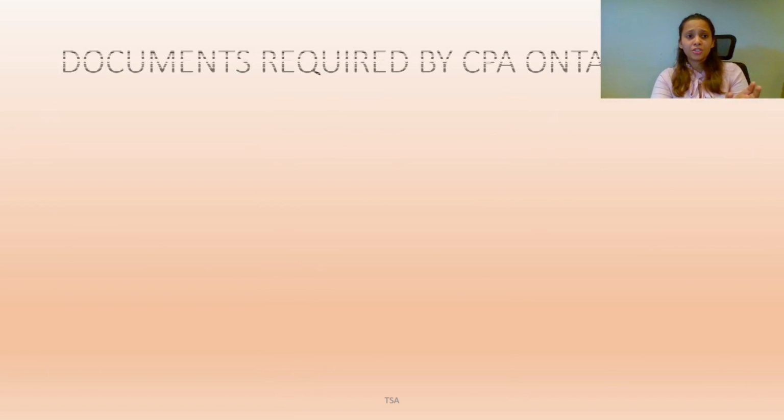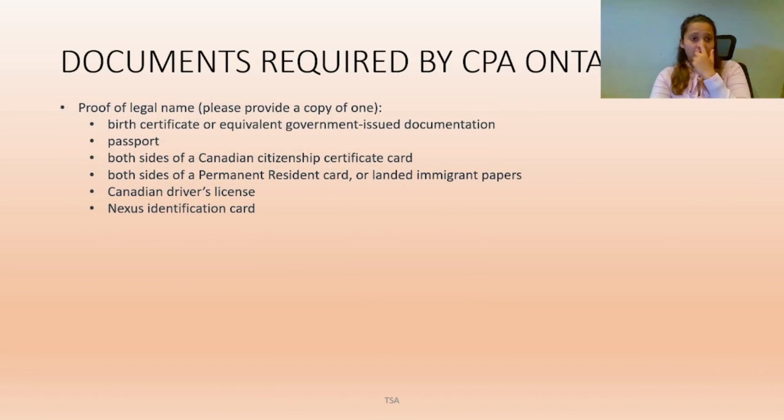Now, the documentation required by the provincial bodies, or CPA Ontario in this example, is as under. The first is a proof of legal name, which in most of the cases will be your passport. However, it may be your permanent resident card, your landed immigrant papers, or your Canadian driver's license, depending on how long you have been in Canada, or whether you have just landed, or whether you decide to start your registration process while you are in India.